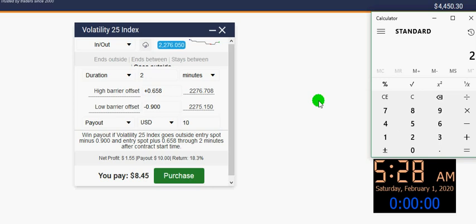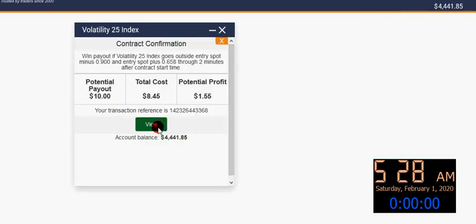So let's go for trade number 2. Let's wait for like a minute. Once the time is 5:29, we click on purchase, or just a few seconds. Let's wait for a few seconds. Okay, let's click on purchase now. Let's view.